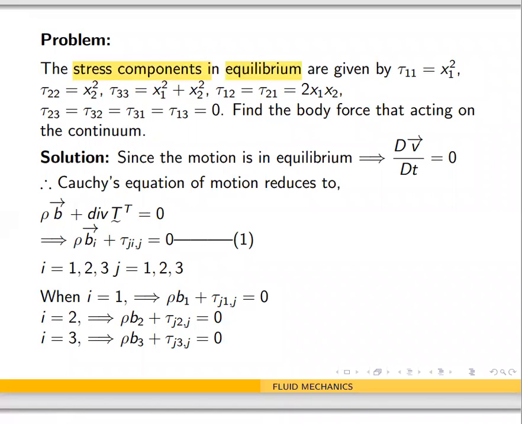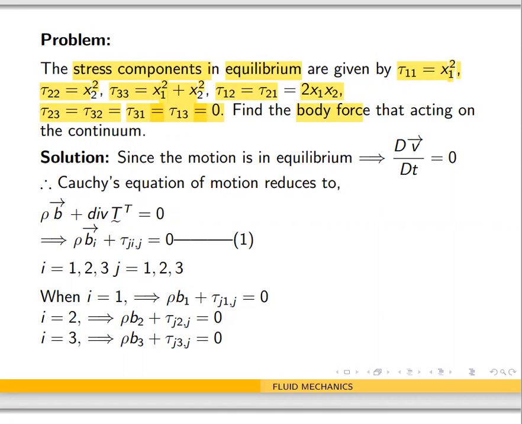What do you mean by equilibrium? Equilibrium means dvi by dt equal to 0, constant velocity. Now, what have they given? Tau 11 is x1 square, tau 22 is x2 square, tau 33 is x1 square plus x2 square, tau 12 equal to tau 21, that is equal to 2x1 x2, and tau 23, tau 32, tau 31, tau 13, all of them are zeros. Find what? The body force acting on the continuum.